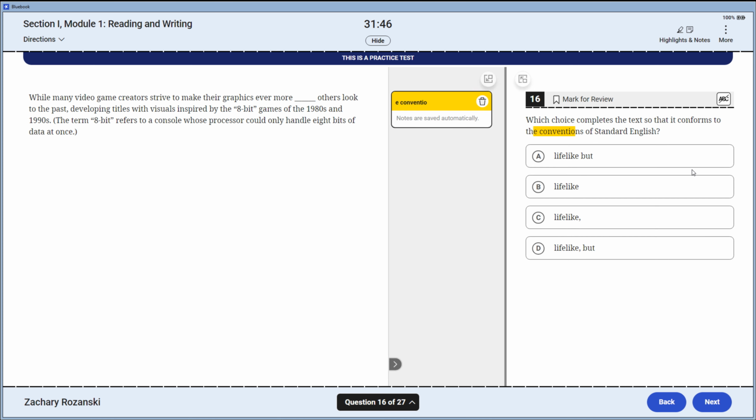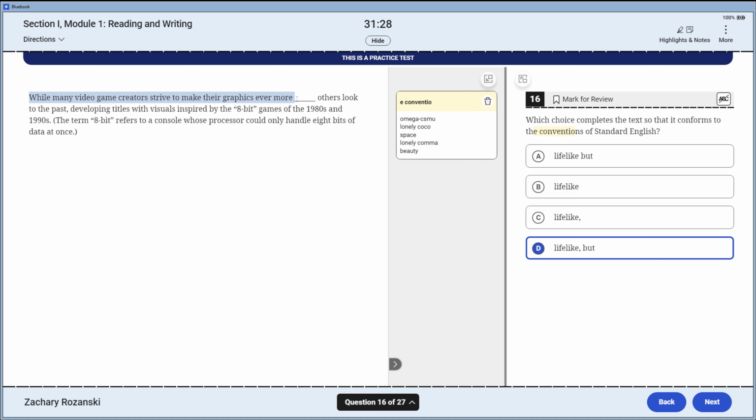So I immediately see the omega consideration of this possibly being a complete sentence mix-up question. I see my lonely coordinating conjunction, my little space, I see my lonely comma, and then I see the beauty of the comma and the coordinating conjunction. So I'm going to bias this, and if I'm afraid, I'm going to pick this. But when I looked at the sentence, I'm not afraid.